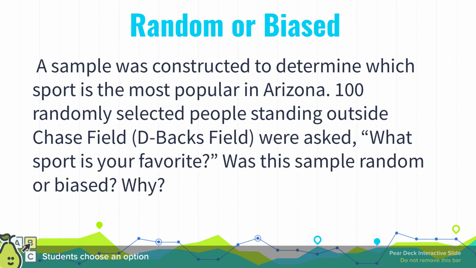Okay, for these next couple of examples, let's look at whether it is random or biased. A sample was constructed to determine which sport is the most popular in Arizona. 100 randomly selected people standing outside Chase Field, which is the Diamondbacks field, were asked, what sport is your favorite? Was this sample random or biased? This is going to be considered biased. Obviously, if they're standing outside the Diamondbacks field, they probably are a little biased on what their favorite sport is.